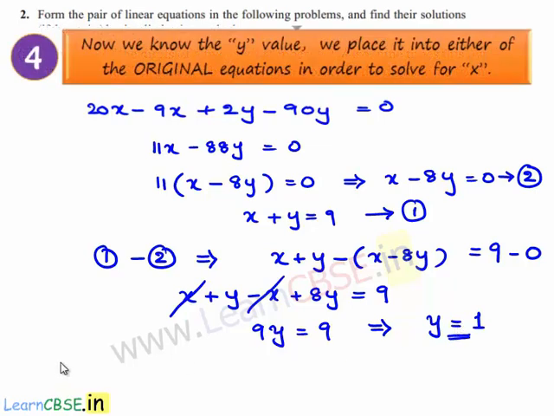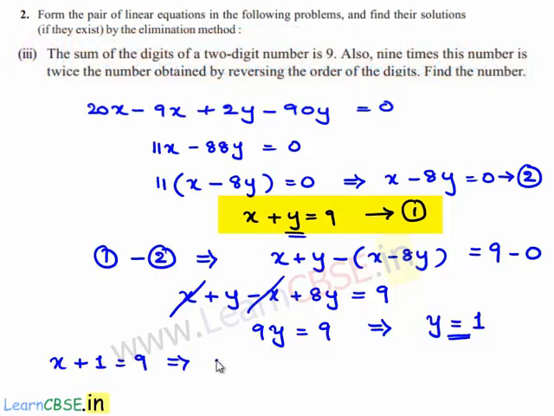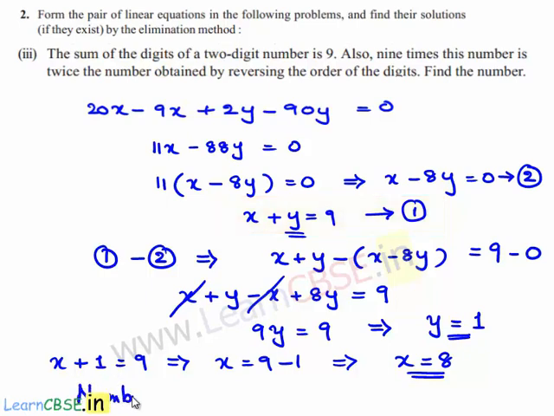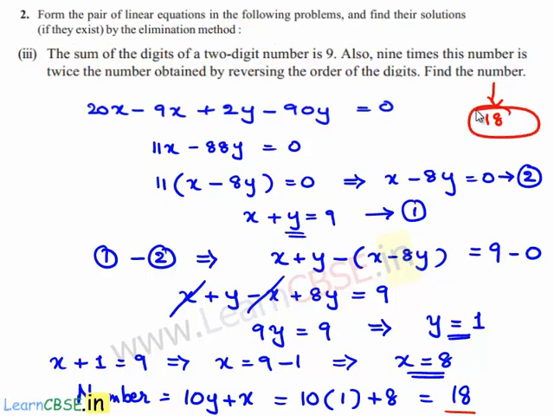In order to obtain the value of X, let us substitute the value of Y in equation 1. So X plus 1 is equal to 9, which implies X is equal to 9 minus 1. That gives the value of X as 8. So the number, we have assumed it to be 10Y plus X, and the values of X and Y are known to us, which are 10 times of 1 plus 8, which is 10 plus 8, nothing but 18. So finally we have obtained the number to be 18. So the required number is 18.